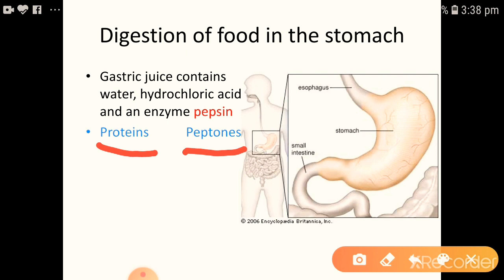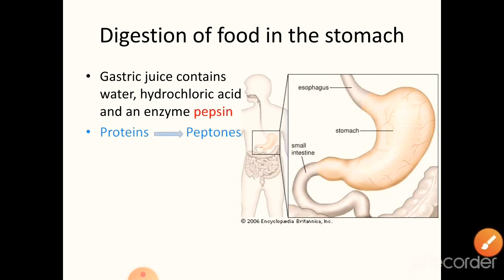So the protein present in your food is converted into a simpler form known as peptones with the help of the enzyme known as pepsin. This is the second enzyme we are coming across. You have to remember the name of this enzyme and its function.